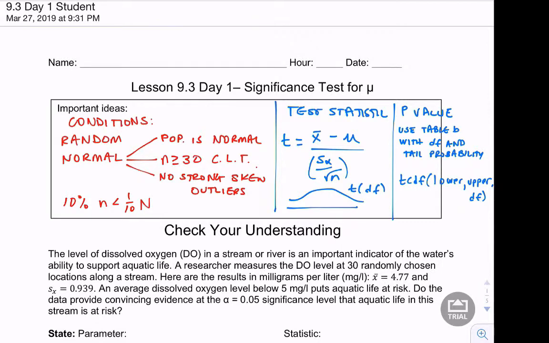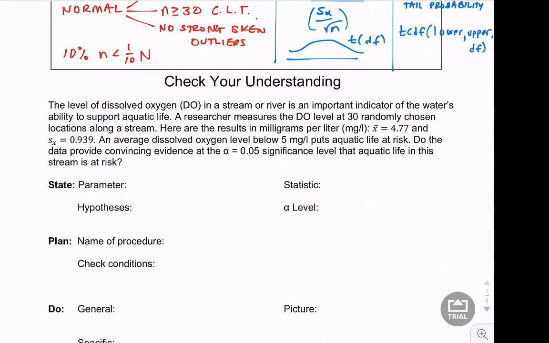So let's do a little example here under this check your understanding. The level of dissolved oxygen in a stream or river is an important indicator of the water's ability to support aquatic life. A researcher measures the dissolved oxygen level at 30 randomly chosen locations along a stream. Here are the results in milligrams per liter. X bar is equal to 4.77, and the standard deviation is 0.939. An average dissolved oxygen level below 5 milligrams per liter puts aquatic life at risk. Do the data provide convincing evidence at the alpha level of 0.05 significance level that aquatic life in this stream is at risk?